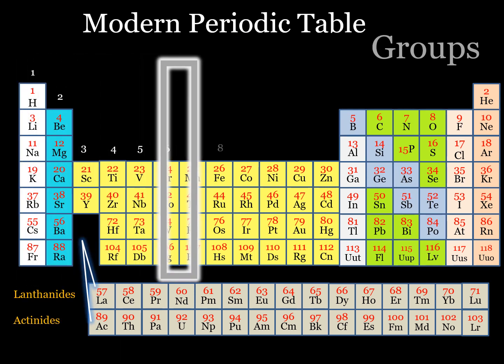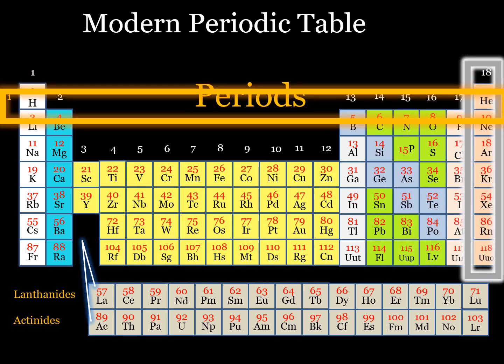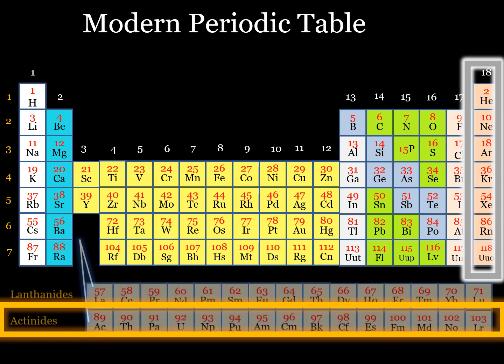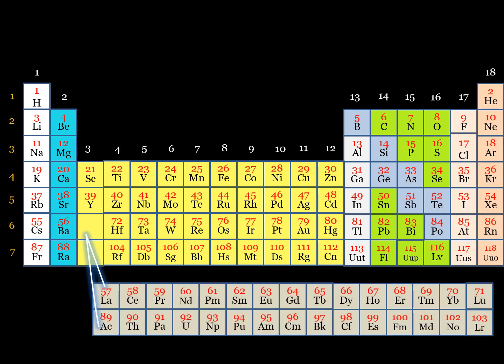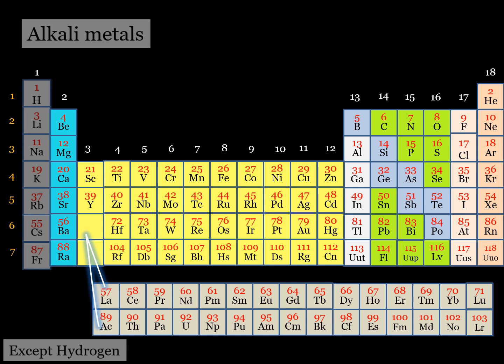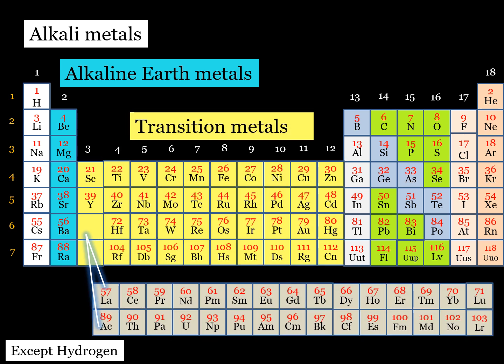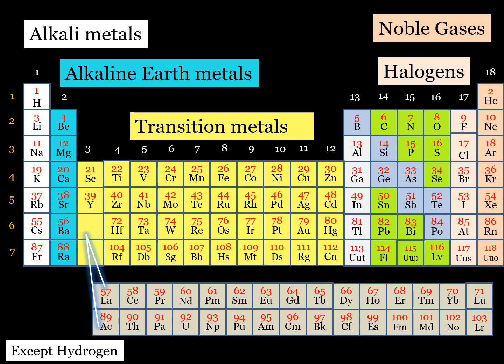There are 18 columns which are called groups and 7 rows which are called periods. Lanthanides and actinides are part of 6th and 7th periods. Groups in the table also have their conventional names. First group elements are called alkali metals. Second group elements are called alkaline earth metals. The elements from group 3 to group 12 are collectively called transition metals. Group 17 elements are called halogens, and, last but not the least, group 18 elements are called noble gases.